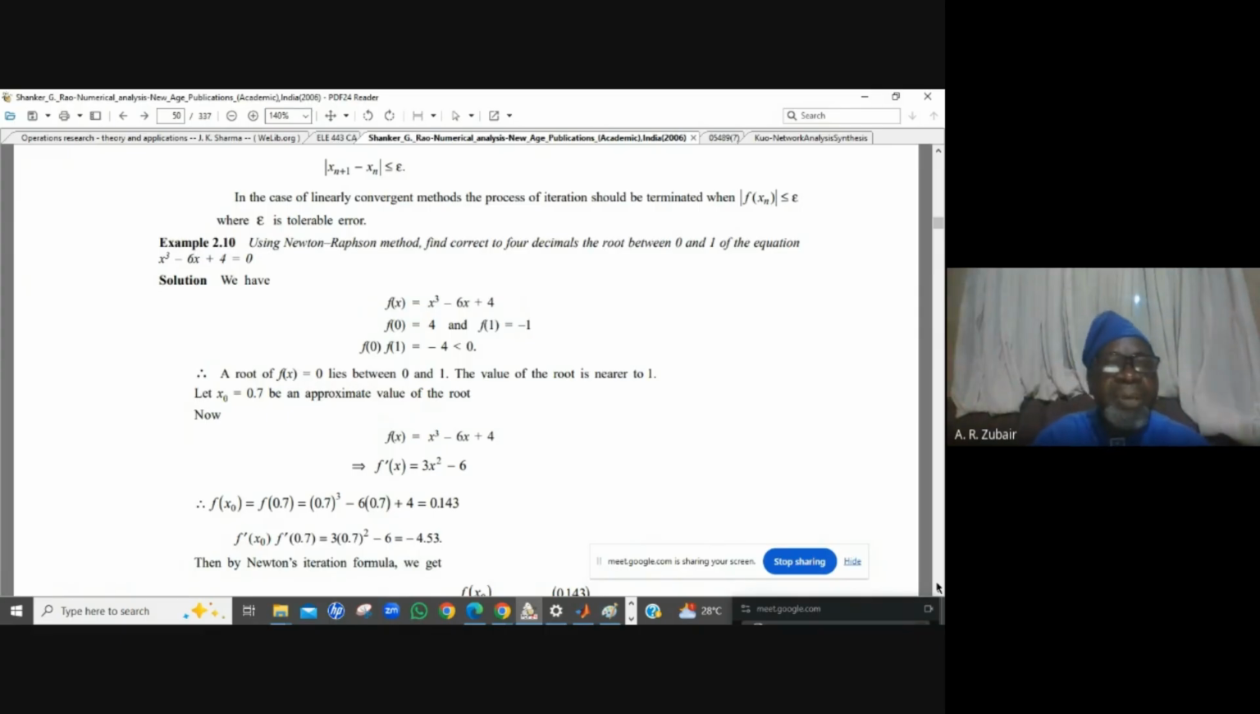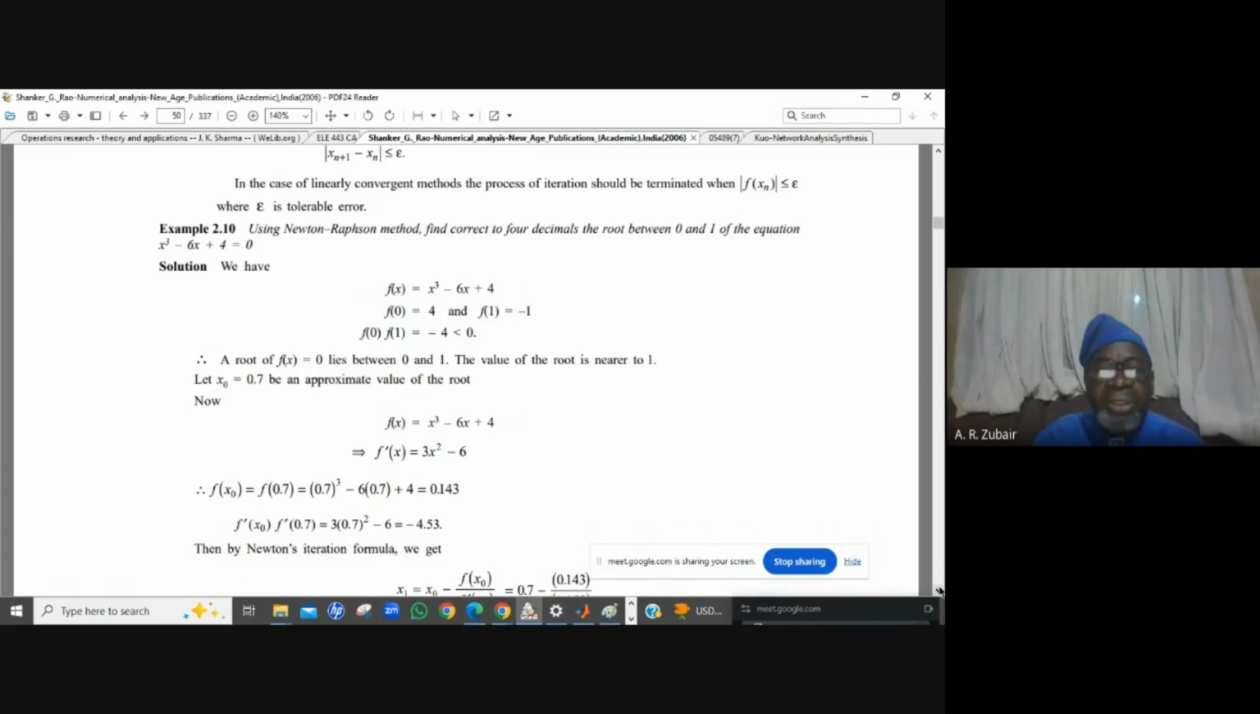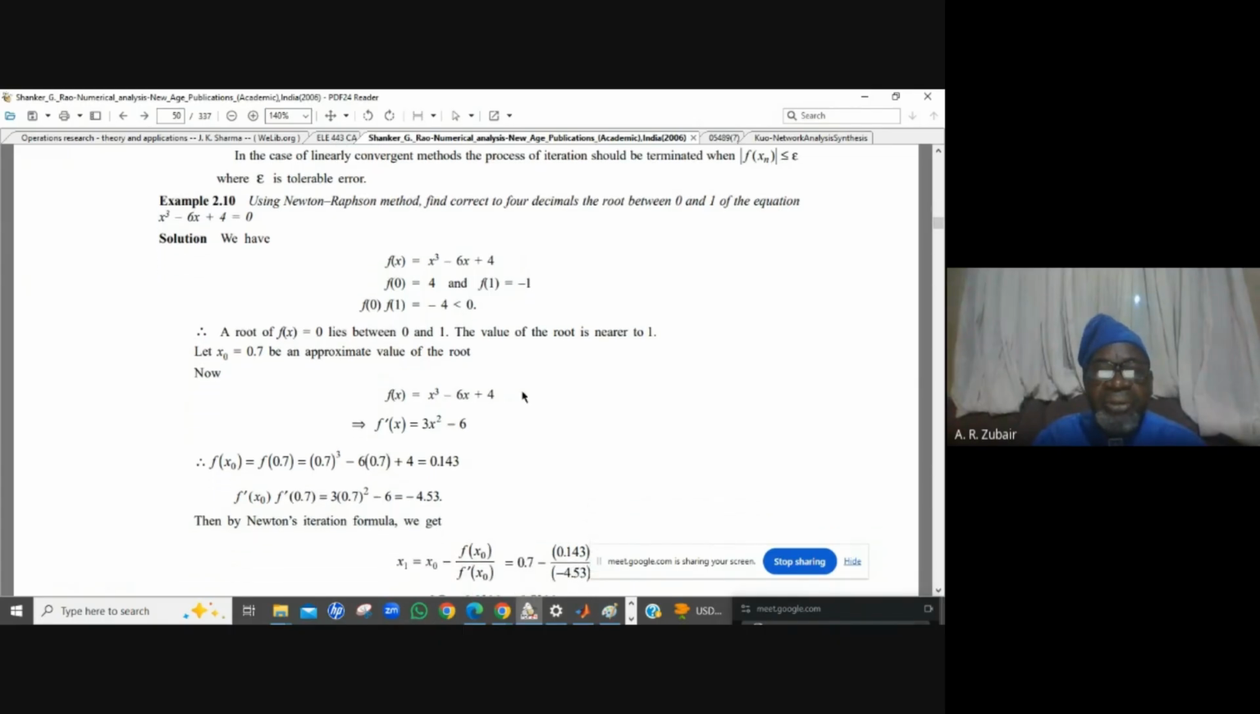So this example 2.10, course rep, let me write it down that the second assignment is that example 2.10 should be repeated. Use another value for x naught. Let the value be between 0 and 1. But in this example, they are using 0.7. Let us follow them.